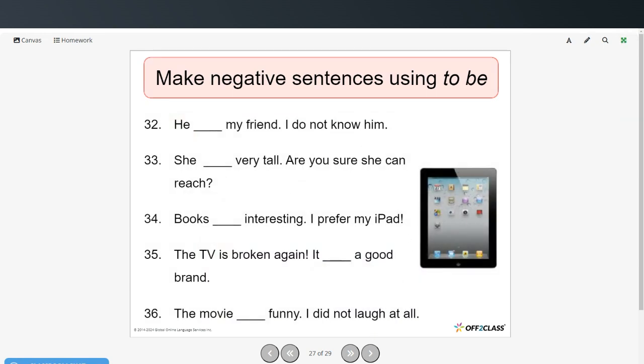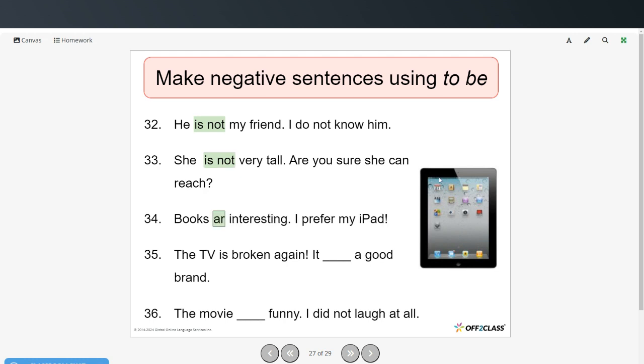All right, now you're going to fill in the gaps to make a negative sentence using a form of the verb to be. Again, you can pause the video, try these on your own, and then restart when you're ready to check your answers. So he is not my friend. I do not know him. She is not very tall. Are you sure she can reach? Books are not interesting. I prefer my iPad. The TV is broken again. It is not a good brand. And the movie is not funny. I did not laugh at all.